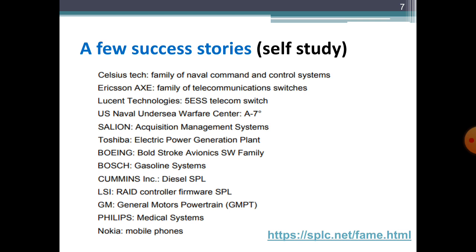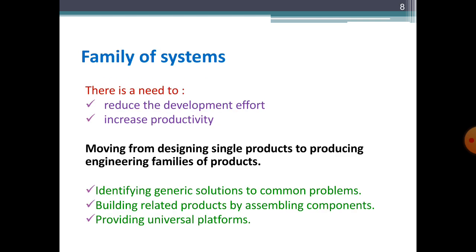So these are the different list of companies who actually utilize the different product line, and their names are listed in the Hall of Fame. And you can just go to this link and you can self-study all of these success stories who are utilizing the product line approach. So what is the family of system?